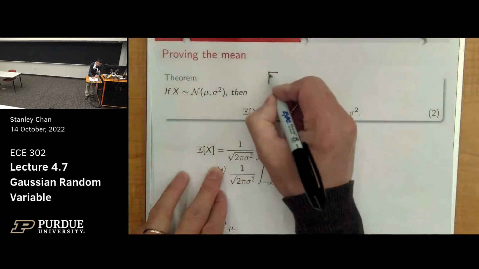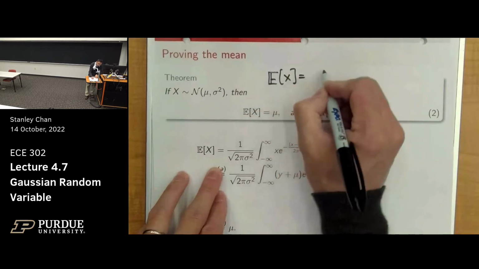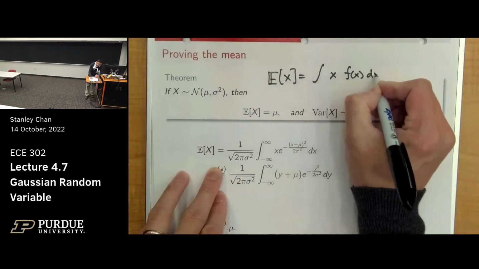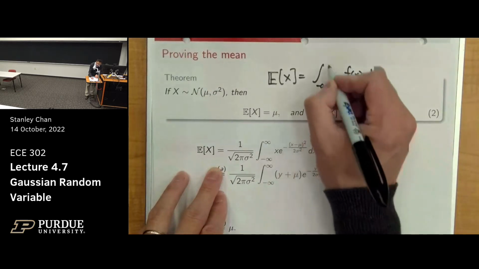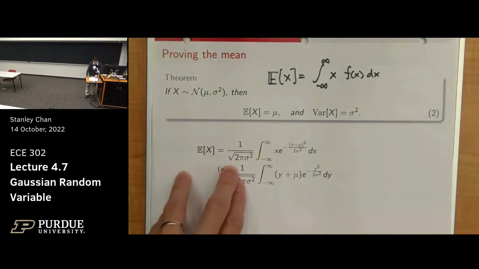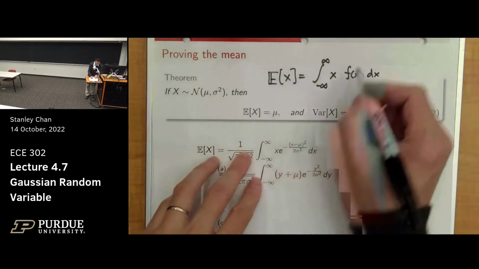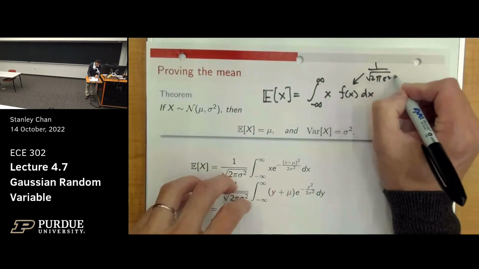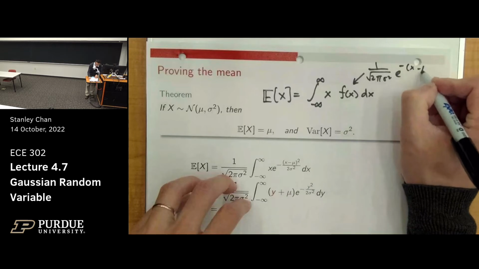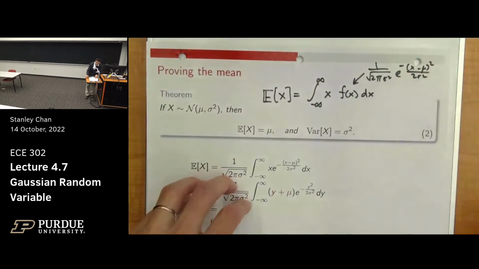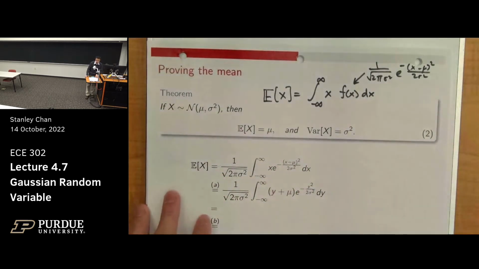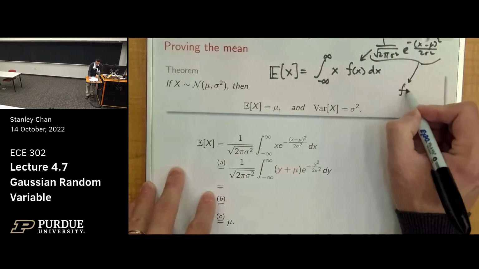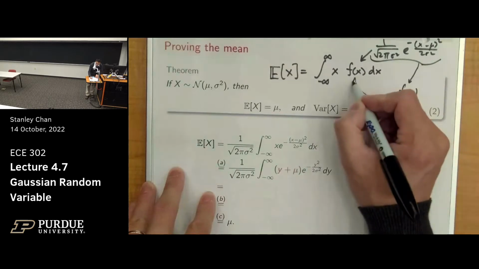As we recall, the expected value of a random variable is defined as the integration of x times your f(x) dx, where the integral goes from minus infinity to plus infinity. So in our case, we have this f(x), which is 1 over root 2 pi sigma squared times e to the power minus (x minus mu) squared divided by 2 sigma squared. So that is our PDF. So I can substitute this f(x) into my equation here.